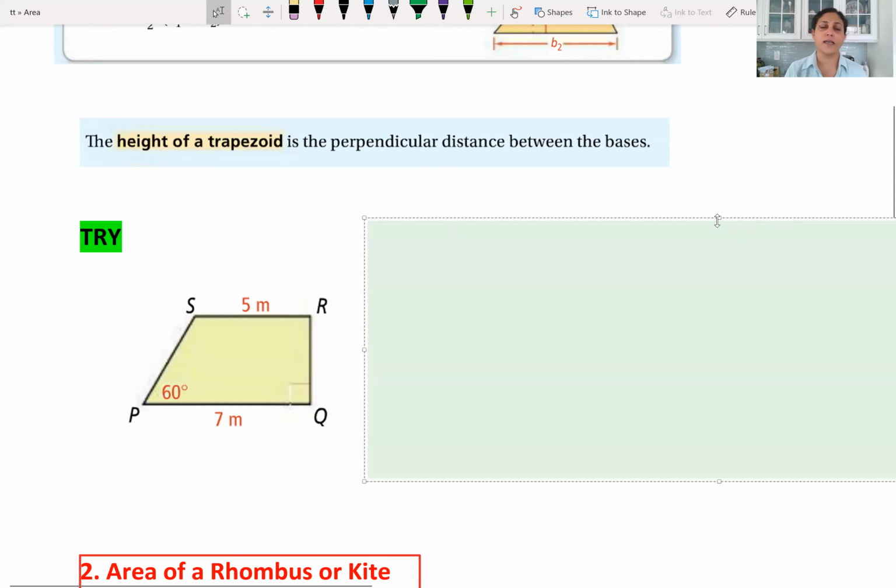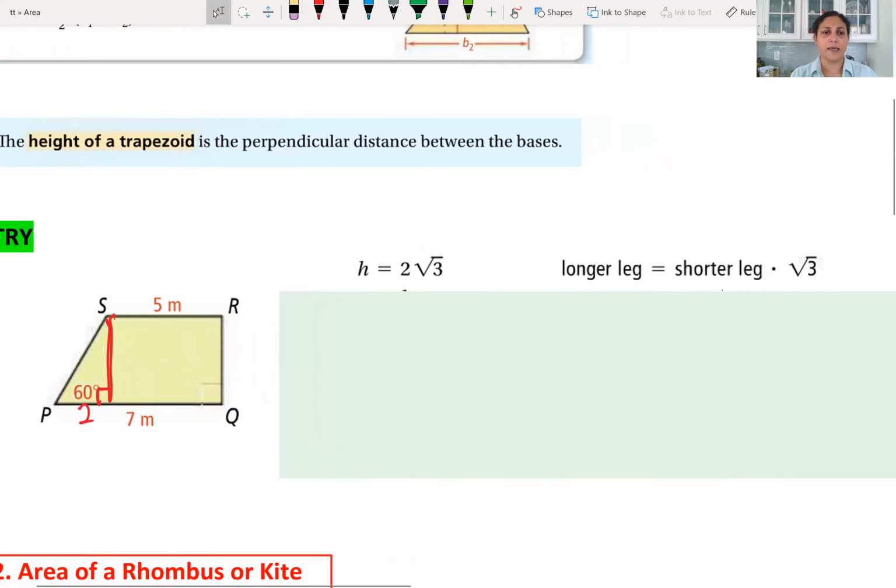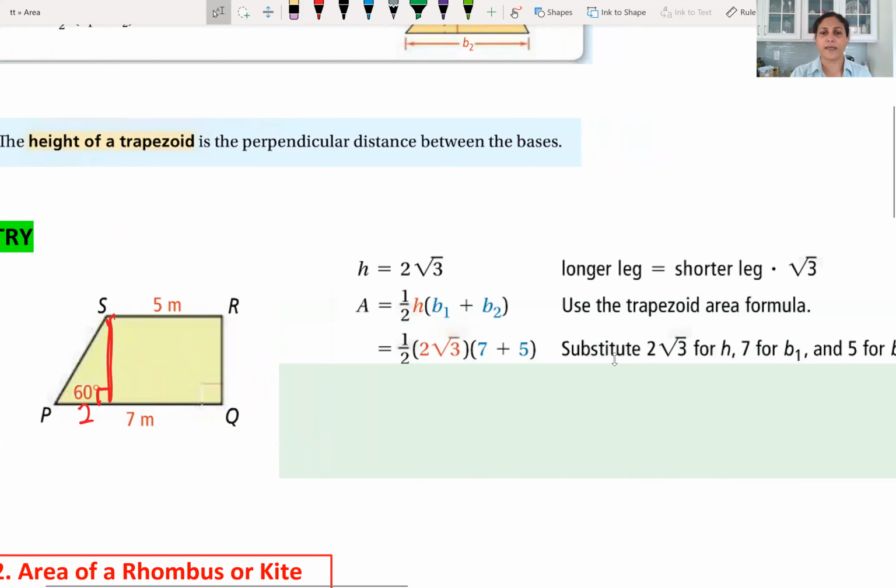So here we have a triangle, and the height in this triangle is going to be 2 radical 3 because the top is 5. So if you draw the vertical height over here, then the bottom here is 2. And that makes the height of the trapezoid 2 radical 3. And the sum of the two bases is 5 and 7, so it's going to be 5 plus 7. So you apply that to the formula and there is your answer.